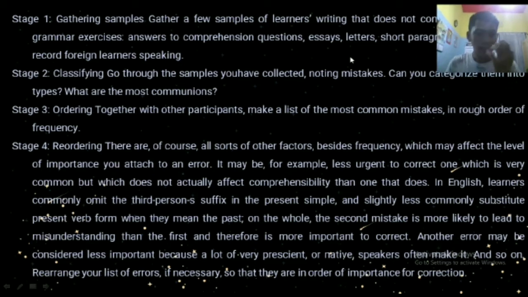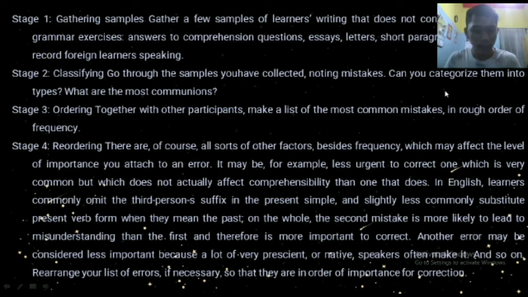And step 2. Classifying. Go through the samples you have collected. Note the mistakes. Can you categorize them into types? What are the most common ones? Step 3. Ordering, together with other participants. Make a list of the most common mistakes in rough order of frequency.